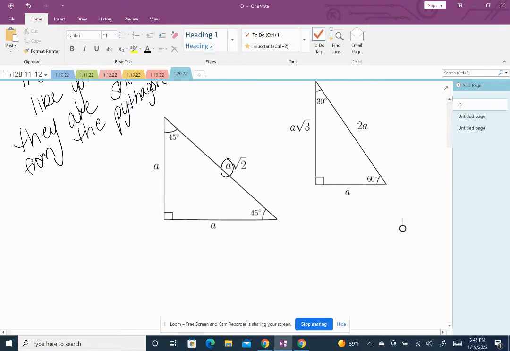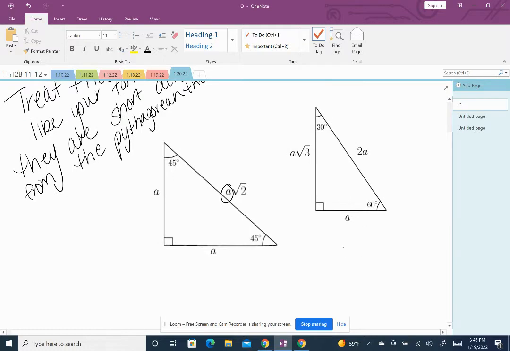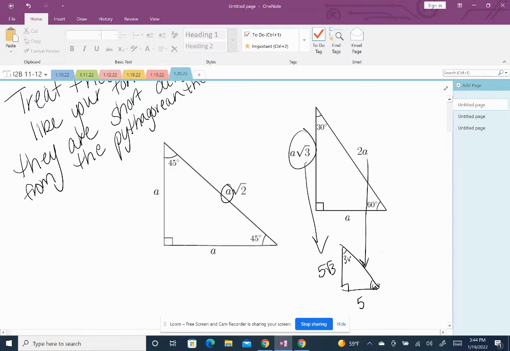Same with over here. Let's say I knew this side length A, for a 60, 30, 90 triangle. Let's say this side length over here is a 5. So this one over here has to be 5 square root of 3. This one over here, which was this one right here. And this one over here has to be 5 times 2, which is 10.